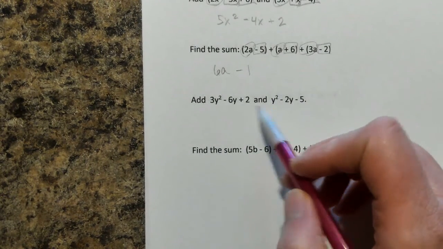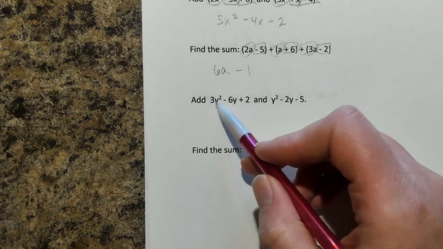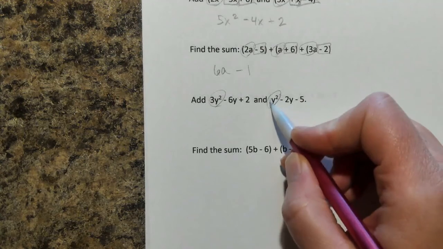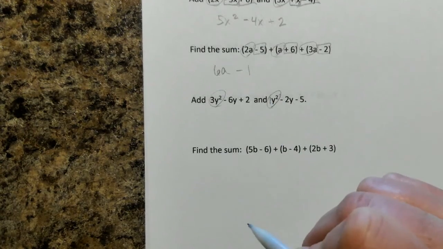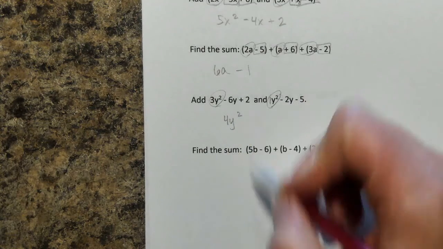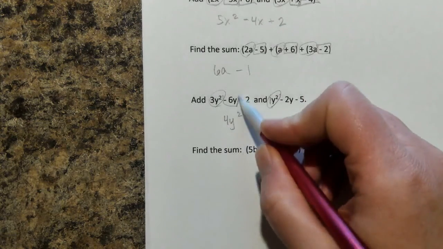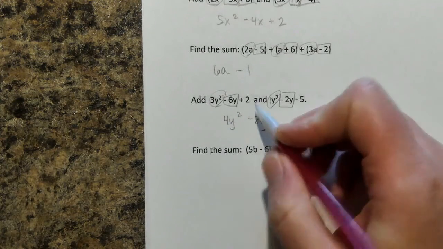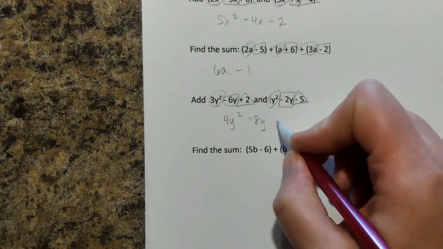Add this polynomial plus this polynomial. We have 3y squared. And y squared, remember there's a 1 in front. It's really helpful just to put it there. So adding those, I have 4y squared. I have a negative 6y and a negative 2y for a negative 8y. And a 2 and a negative 5 for a negative 3.